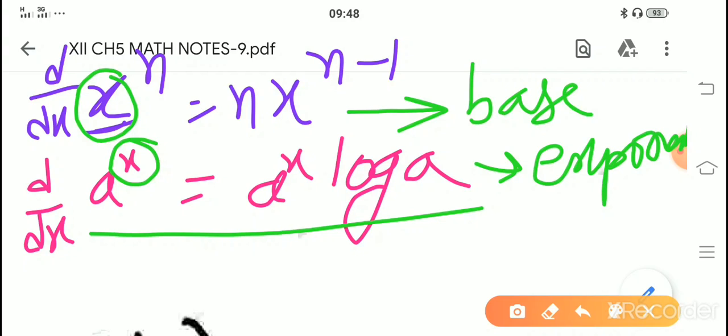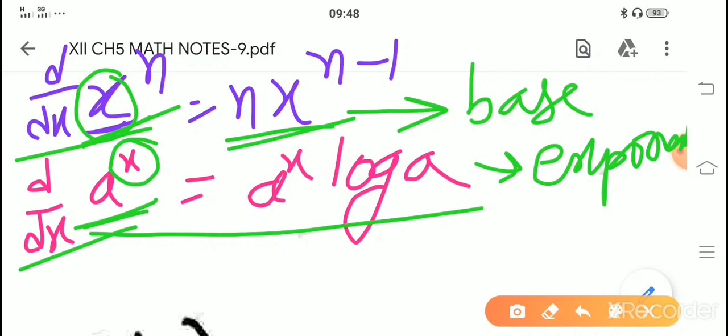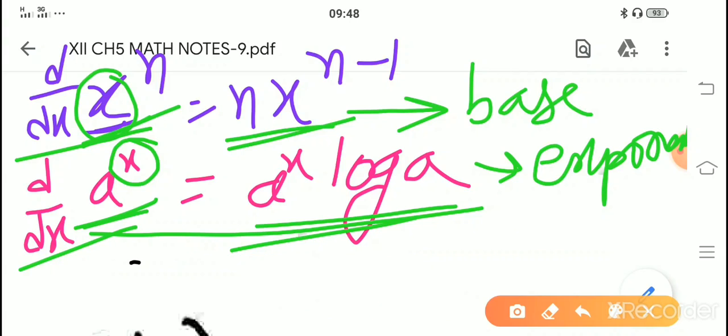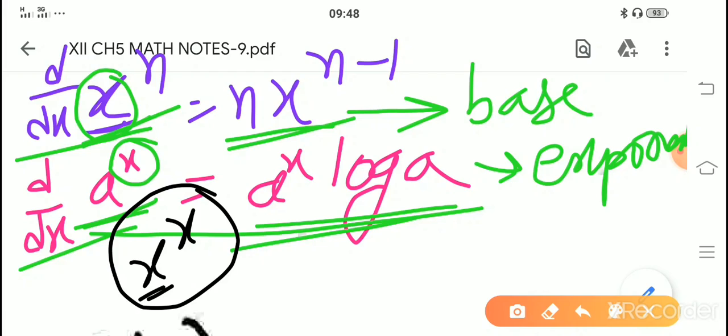You have to understand that these two formulas can be used when either the exponent or the base is constant. For x power n, I can apply n into x power n minus 1. For a power x, I can apply the a power x into log a formula. But the question is, if it is x power x, here what is this? Both base and exponent are variables.